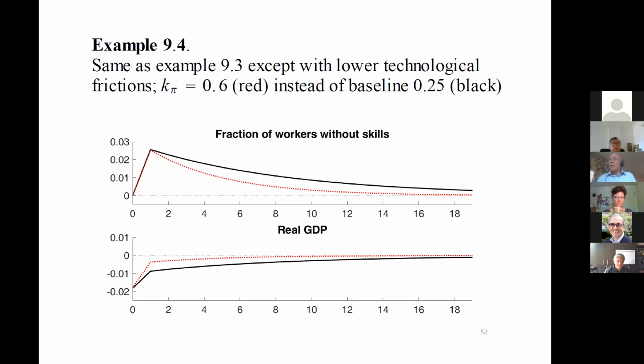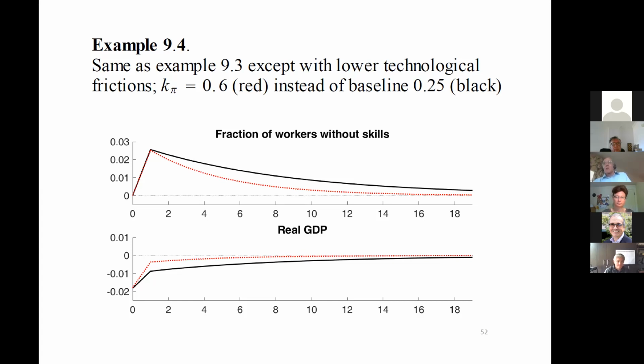Now, next example, I'm going to take exactly the same thing. 5% of the goods have a 50% drop in demand. It's going to last for 8 periods. Again, it turns out all those impacted goods are going to want to quit producing. The only difference here is I'm going to change the technological frictions.